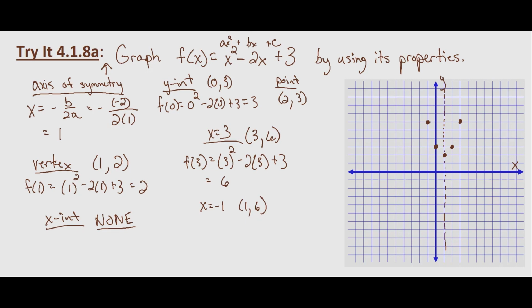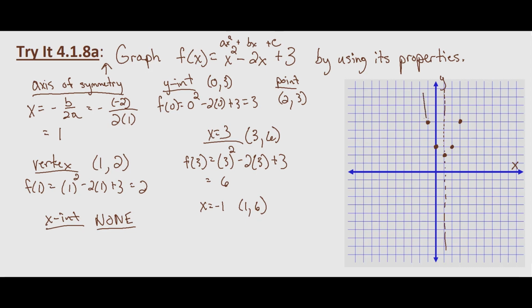If we plug in negative 1, negative 1 squared is 1 minus 2 times negative 1, that'd be plus 2. So 1 plus 2 is 3, plus 3 is going to be 6.